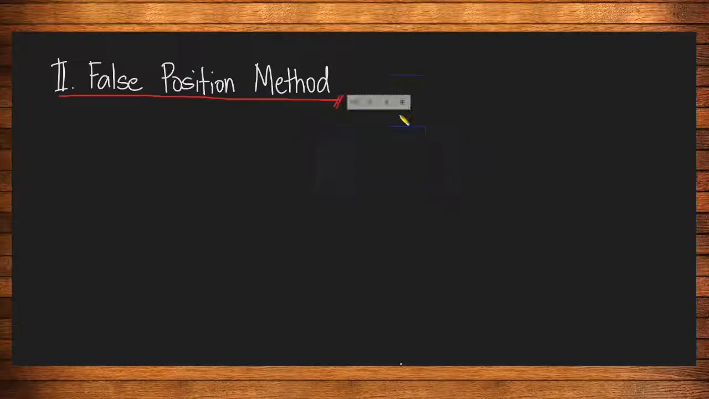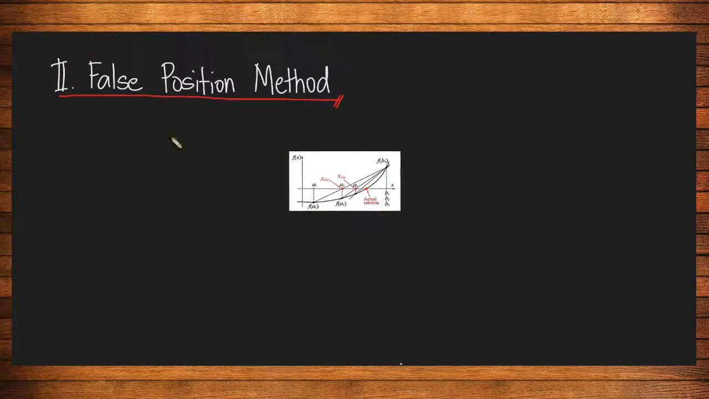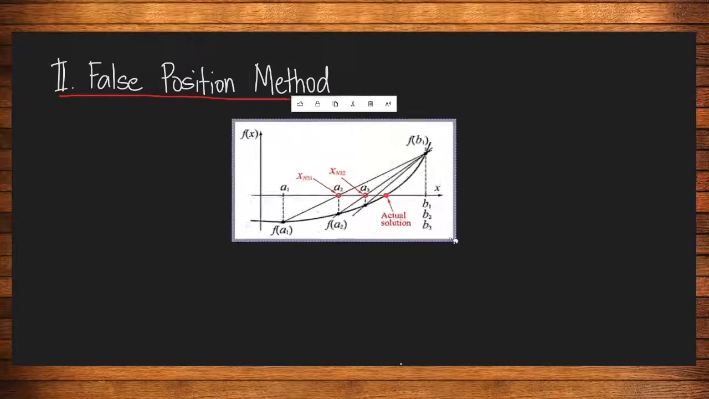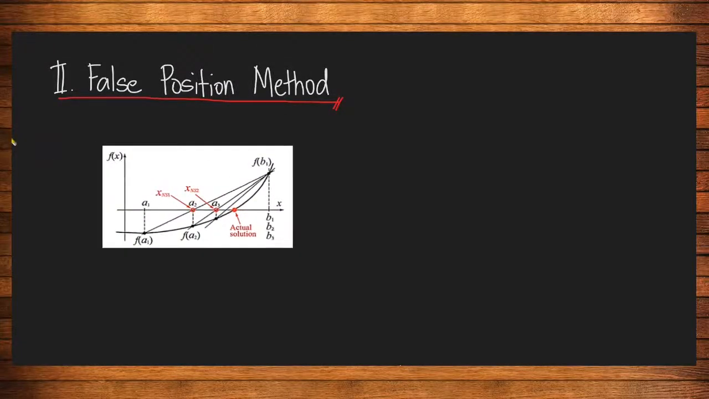But the first thing that we are going to do is similar lang sa bisection method. So first, we will choose an interval by finding points A and B, again, such that a solution exists between them. This means that yung value ng f of A natin and f of B have different signs.